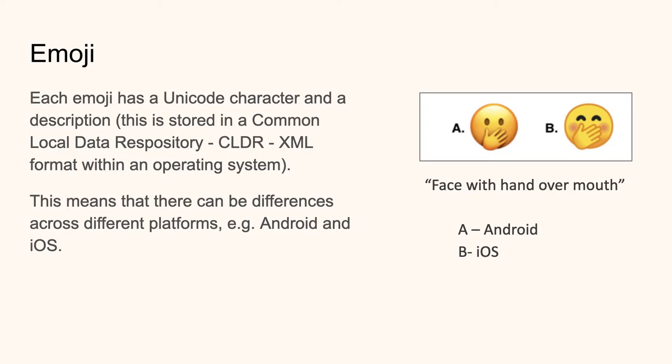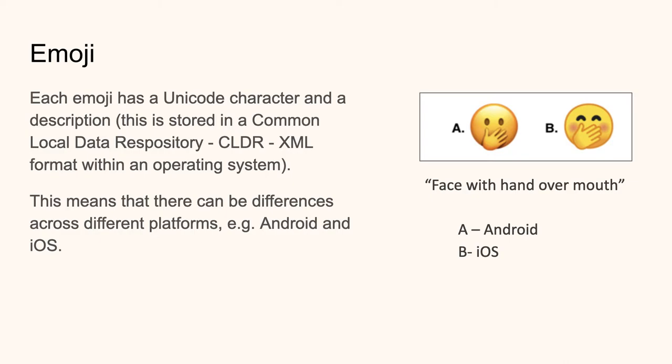Sometimes very subtly. So that one on the right is the emoji with the description face with hand over mouth. The left one is the Android version, and the right one is the iOS version. The iOS version has these kind of red cheeks and slightly different eyes, so when you ask people to interpret that, more people will describe the right hand one with the cheeks as things like embarrassed or cute than they would the left one. Particularly in Asian cultures, the blushing of the cheeks has some cultural significance, and so there are differences in how these are used.